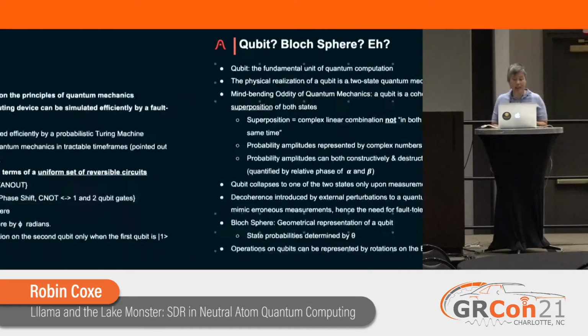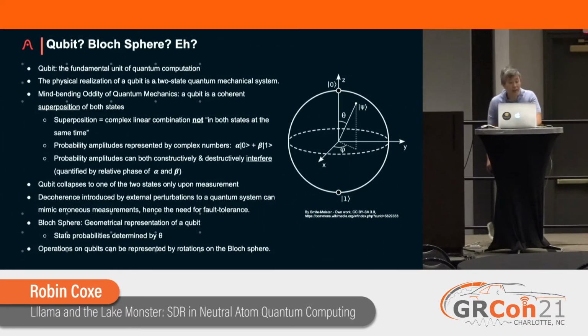let me just start out by introducing some terminology, like what's a qubit. The qubit is a fundamental unit of quantum computation, and the physical realization of a qubit is a two-state quantum mechanical system. So in quantum computing we're taking advantage of the somewhat mind-bending oddity of quantum mechanics, that a qubit is actually a coherent superposition of both the 0 and the 1 state. When I say superposition, what I mean specifically is a complex linear combination of those two states. Sometimes you'll see in popular science literature people say a qubit is in both states at the same time, and that's not strictly correct.